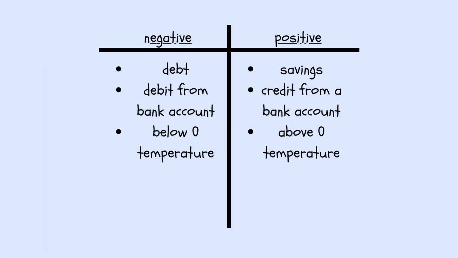These are some examples of negative and positive numbers. An example of negative numbers can be debt or debit from the bank account or below 0 temperature. Some examples of positive numbers can be savings, credit from a bank account, or above 0 temperature.